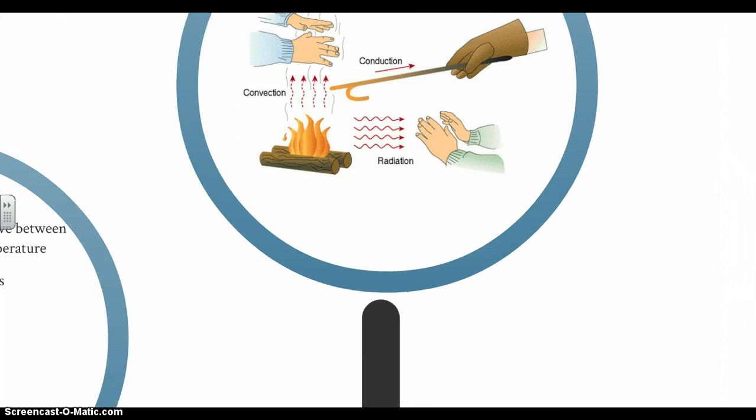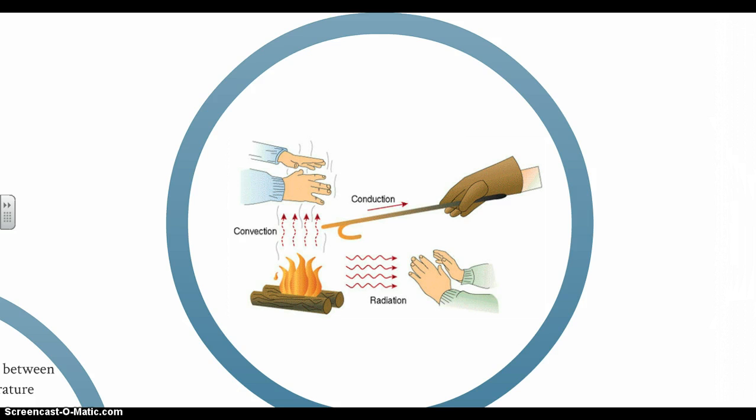So there's three types: conduction, convection, and radiation. Conduction is where the atoms bump into each other and they transfer their energy, and the heat spreads by collisions. Convection is this idea that warm air rises and cold air sinks. You can see in this picture the person has their hands right above the fire, and because the fire has heated up the air particles, they are rising up in the air. They're spreading out more and becoming less dense.